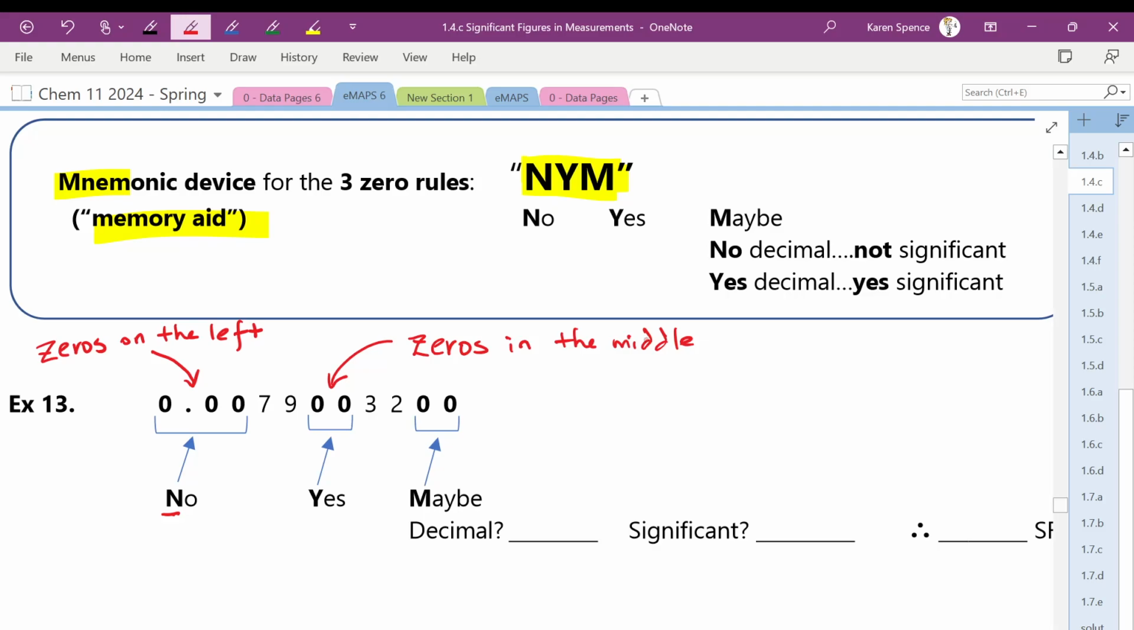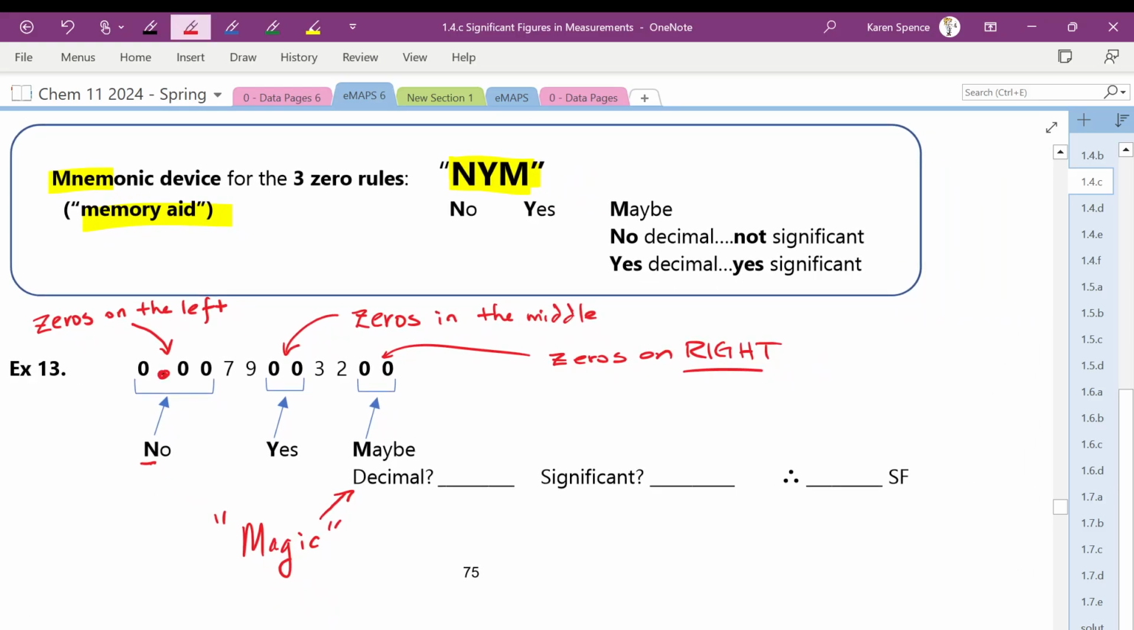And then zeros on the right, the M stands for maybe. So zeros on the right. And who determines if that maybe is yes and if that maybe is no? The magic decimal. So we ask ourselves, decimal? And in this case, there is a decimal. So we say decimal, yes. Significant? Yes.